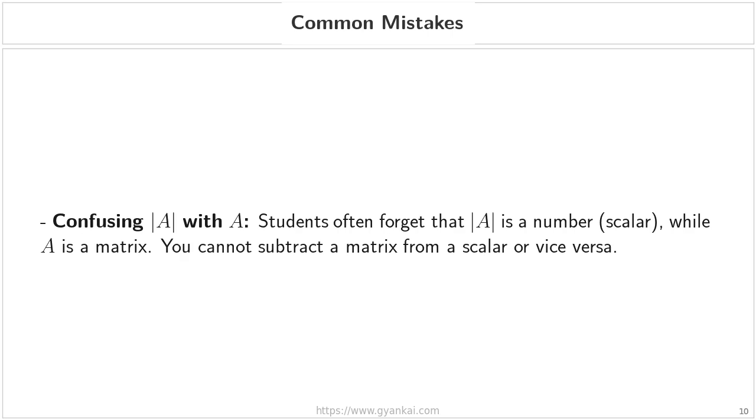First, be very careful not to confuse the determinant of A with the matrix A itself. Remember, the determinant of A, which we write as the vertical bars around A, is just a single number, or a scalar. On the other hand, A is a full matrix. Because of this difference in nature, you cannot perform operations like subtraction between a scalar and a matrix. Always keep track of whether you are dealing with a single value or a grid of numbers.